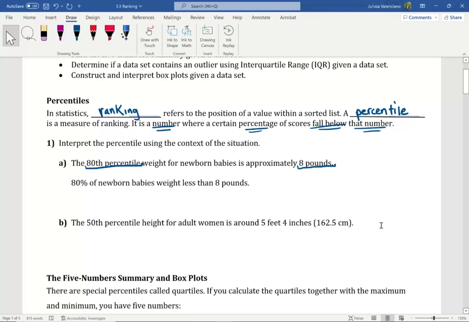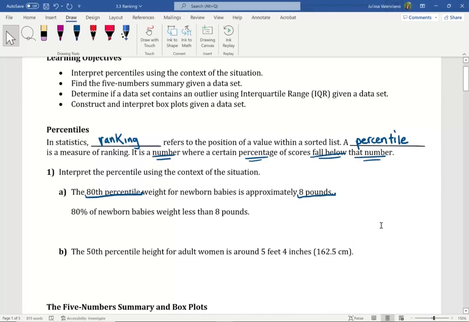In part B, you're told that the 50th percentile height for adult women is around 5 feet 4 inches. In other words, 5 feet 4 inches corresponds to the 50th percentile. I'm going to include a multiple choice question below this video to help you interpret this percentile.